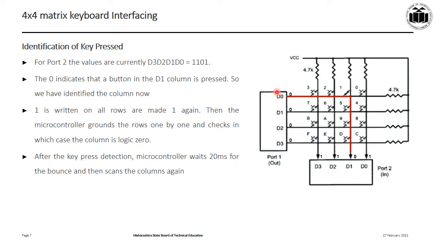microcontroller first writes all the values for port 1 on the rows as 1. Then grounds each row one by one to check which column logic is 0. So this way the key is identified. After the key press detection, microcontroller waits for 20 milliseconds for the bounce and then scans the column again. This is done to avoid duplication, and erroneous key press is also avoided.